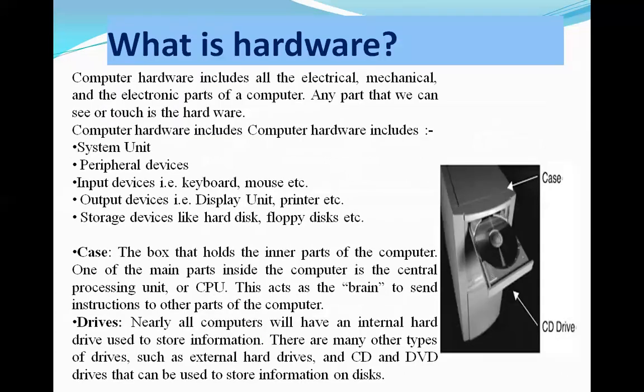First is the computer case, the box that holds the inner parts of the computer. One of the main parts inside the computer is the central processing unit, or CPU. This acts as the brain, sending instructions to other parts of the computer.